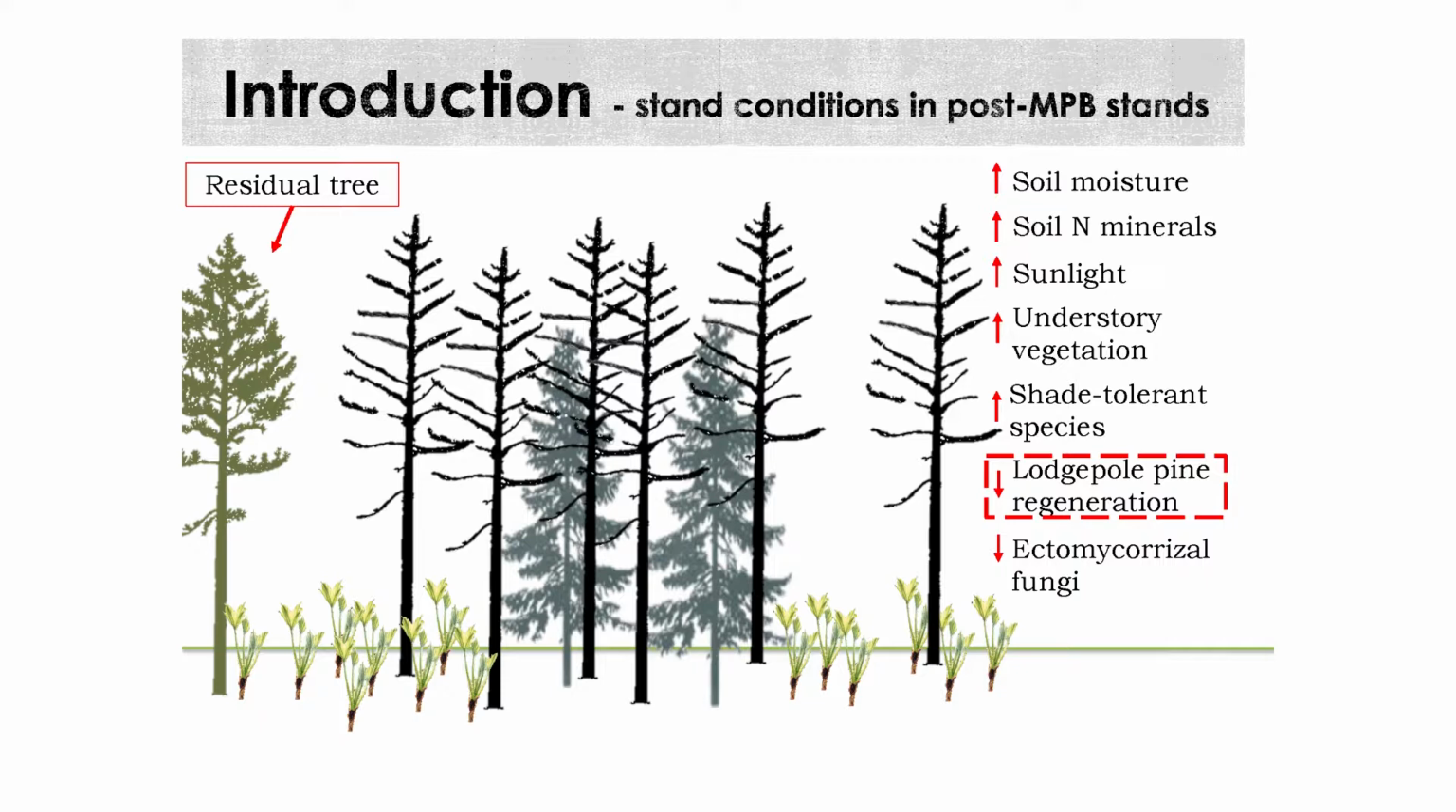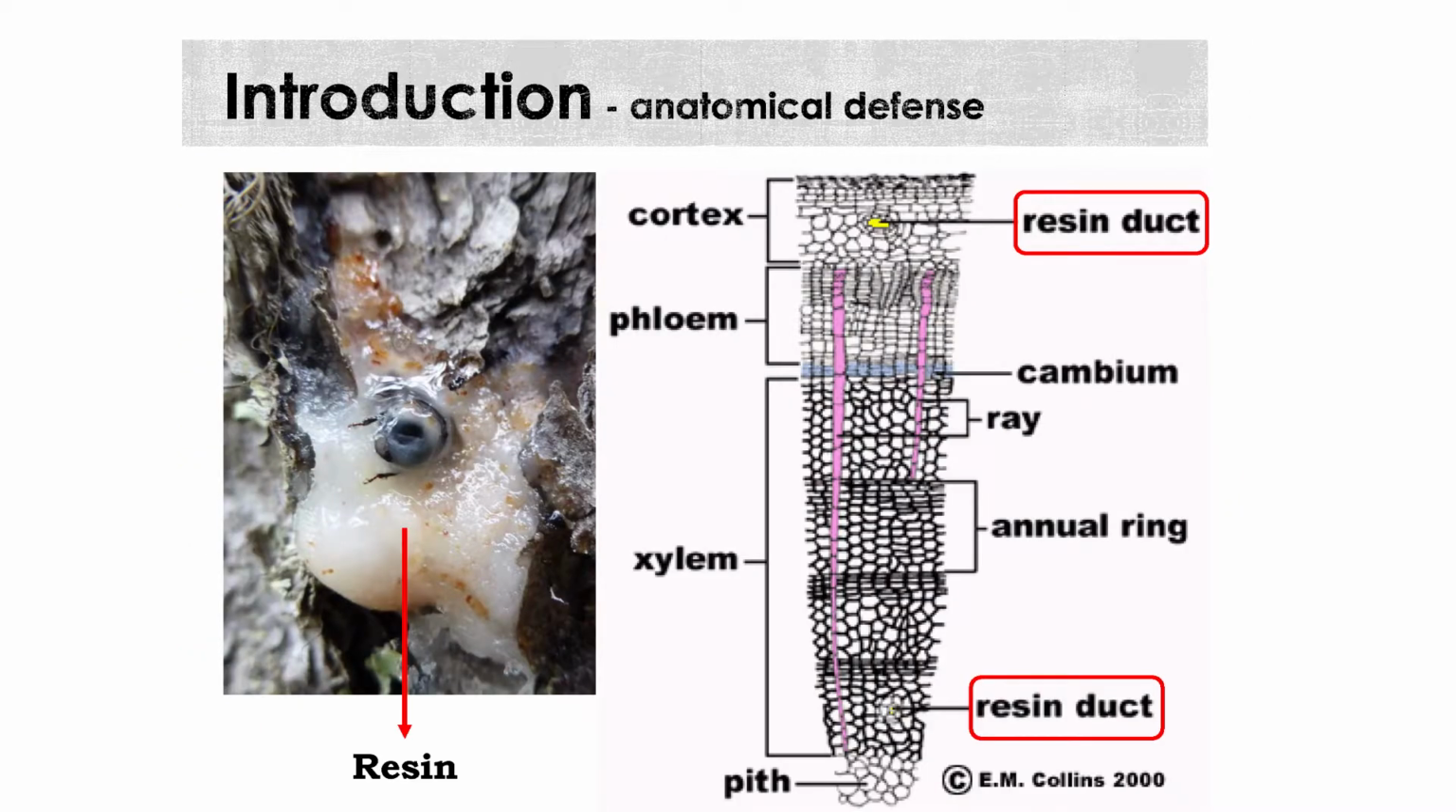The stand conditions change after mountain pine beetle outbreak. However, it is still unknown if those changes could affect residual trees. And people also found the lodgepole pine regeneration is very low in post-mountain pine beetle stands in Alberta, and that makes our residual trees more important, because they could be the only future seed bank for our lodgepole pine forests in western Alberta. During tree defense, resin is very important.